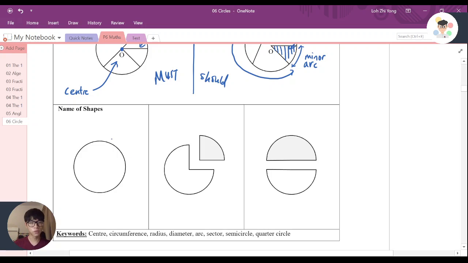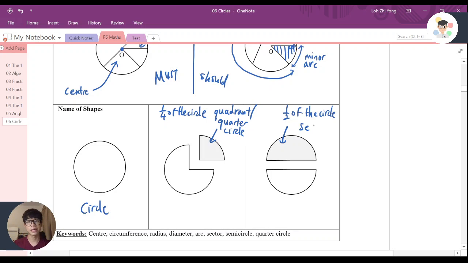Okay, and quickly come down to this part. Again, we know that this full thing is called a circle. Now, if you look at this, it is only 1/4 of the circle, is it correct? 1/4 of it. And this one we call a quadrant, or sometimes people call it a quarter circle, depending on how you name it. And of course, we also have half of the circle. If it is half of the circle, the name is semicircle.